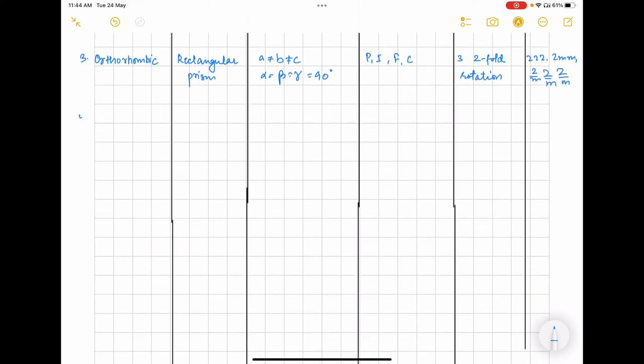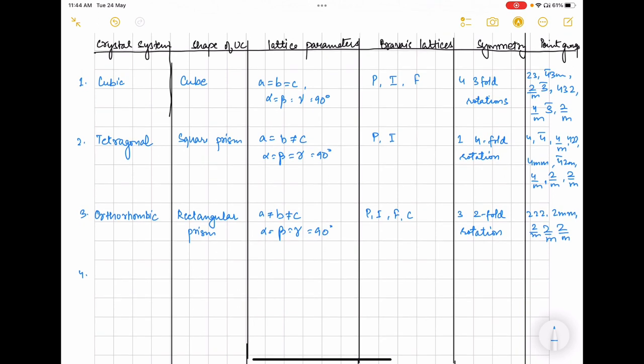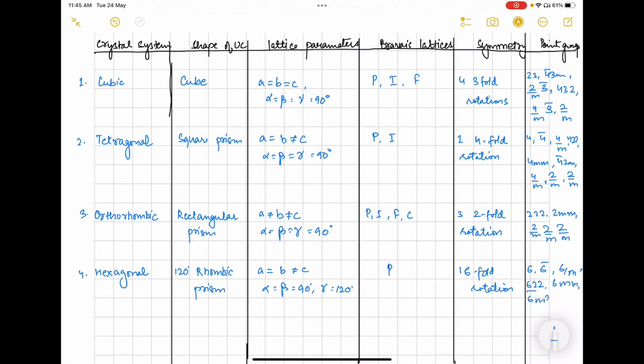The fourth one was hexagonal. The unit cell was a 120 degree rhombic prism and the lattice parameters A equals B but not equal to C and alpha equals beta equals 90 and gamma equals 120. Only the primitive Bravais lattice and presence of one 6-fold rotation. The point groups are 6, 6-bar, 6/m, 622, 6mm, 6-bar m2 and 6/m 2/m 2/m.